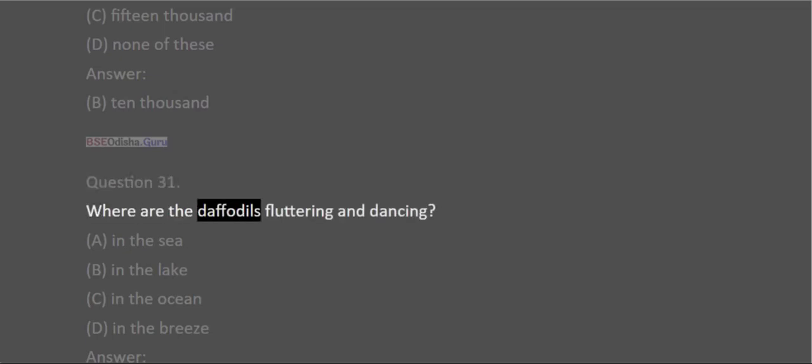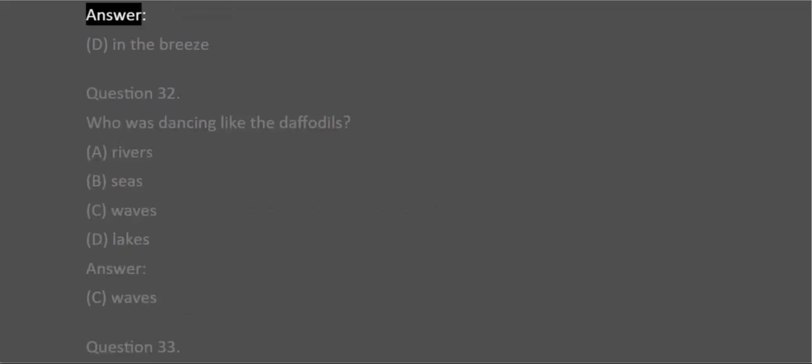Question 31. Where are the daffodils fluttering and dancing? A. In the sea. B. In the lake. C. In the ocean. D. In the breeze. Answer. D. In the breeze. Question 32. Who was dancing like the daffodils? A. Rivers. B. Seas. C. Waves. D. Lakes. Answer. C. Waves.